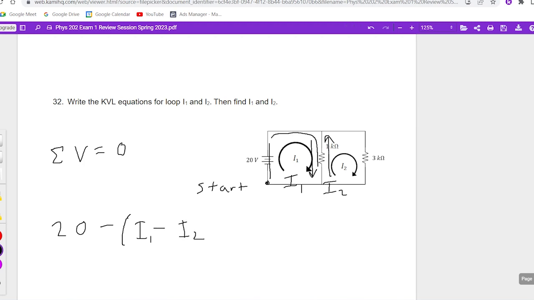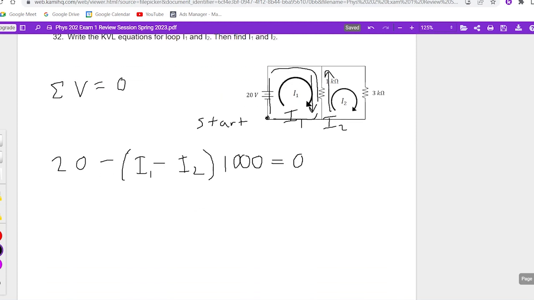And the reason why is because we're saying I1 is positive and I2 is negative. I2 is going the wrong way. And then the resistor, like we just said, is 1,000 ohms because it's a kilo ohm. And then after that, we finish the trail. We're back where we started, so that must equal 0. There is my first loop right here. So that's the first loop.